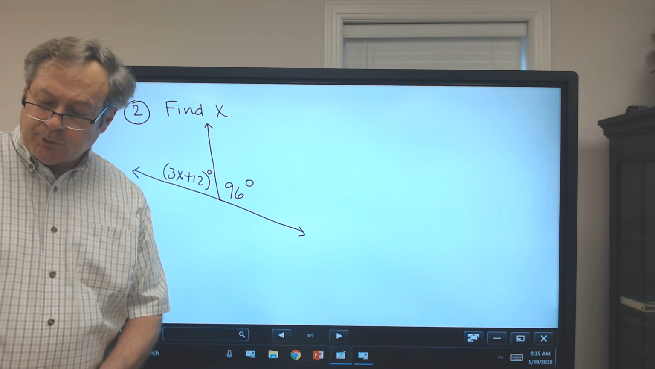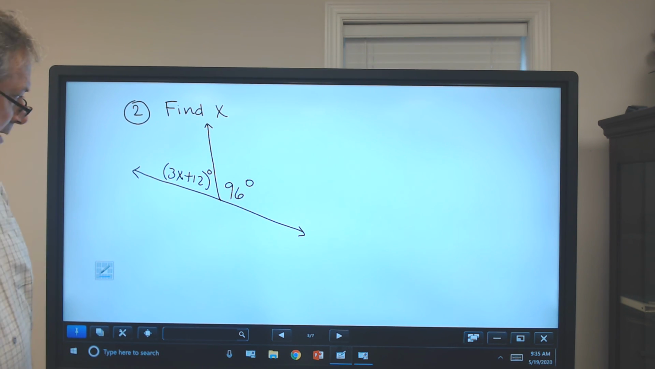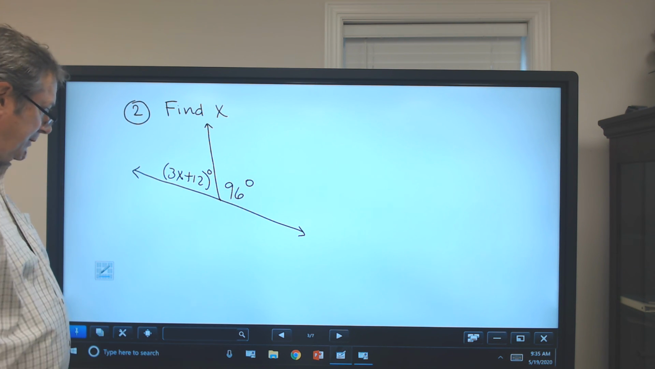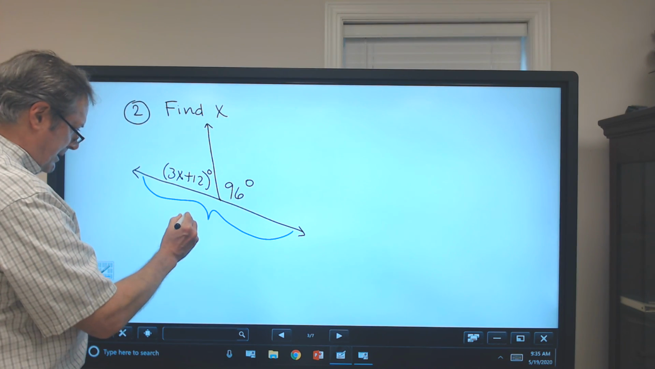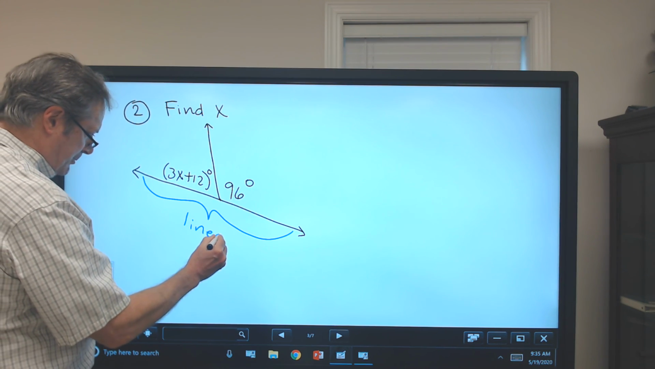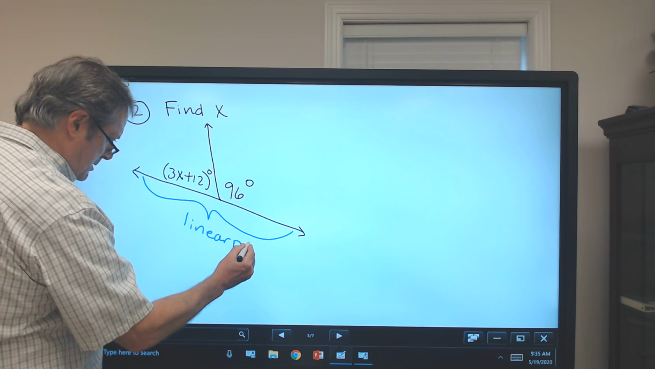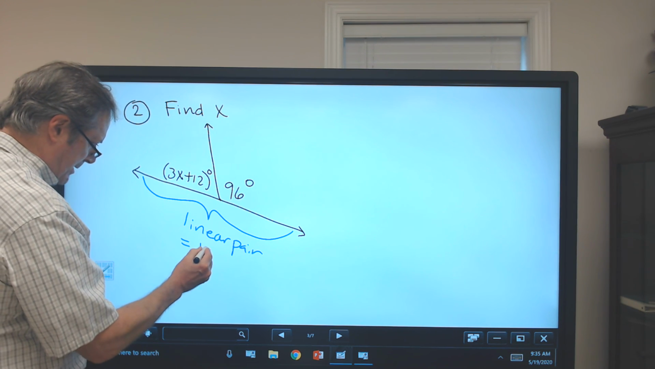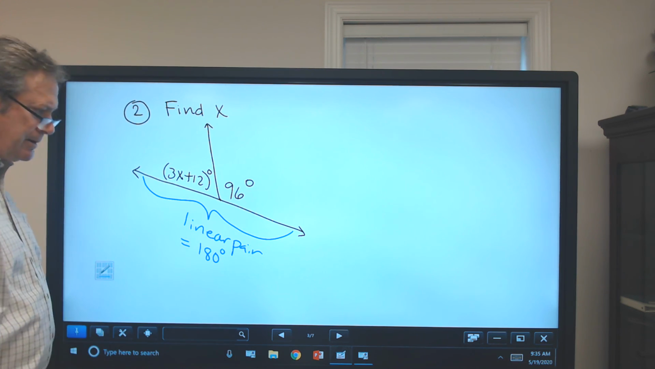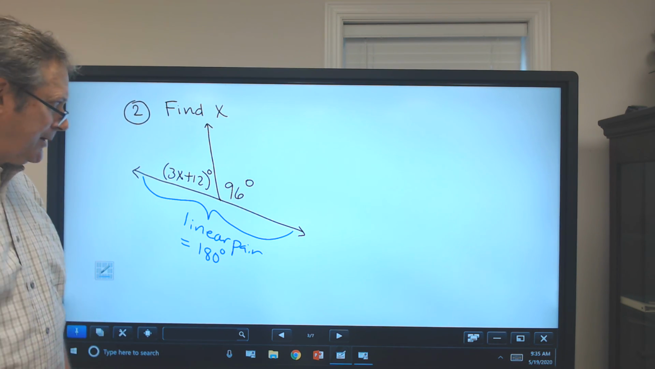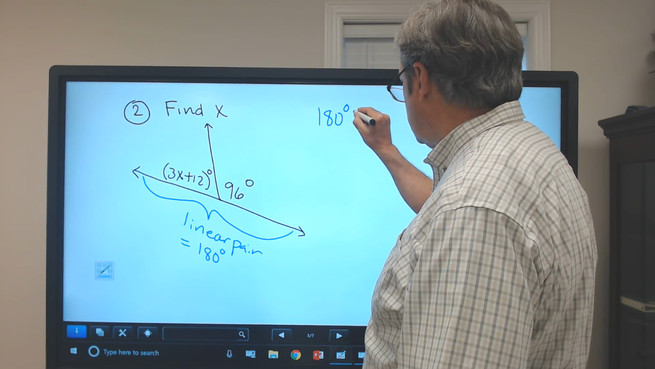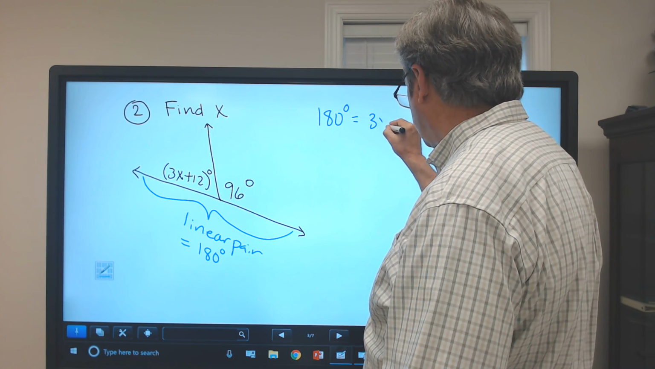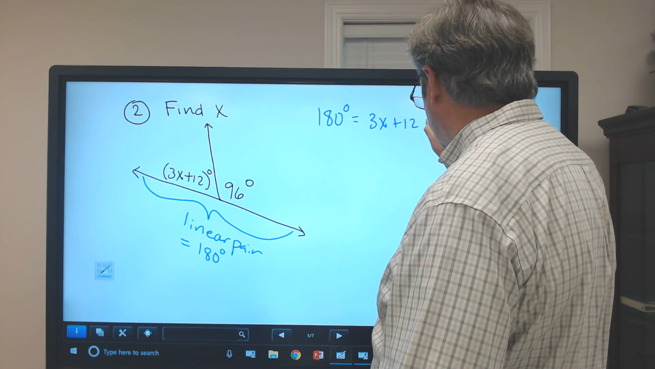Okay, here we're trying to find angle X, and so you have to say, well, okay, what do we know about this situation? Well, hopefully you'll notice that this forms a straight line. In other words, this is a linear pair, and we know that linear pairs add up to be 180 degrees. So that's how we'll start. We'll say 180 degrees equals the 3x plus 12 plus the 96.